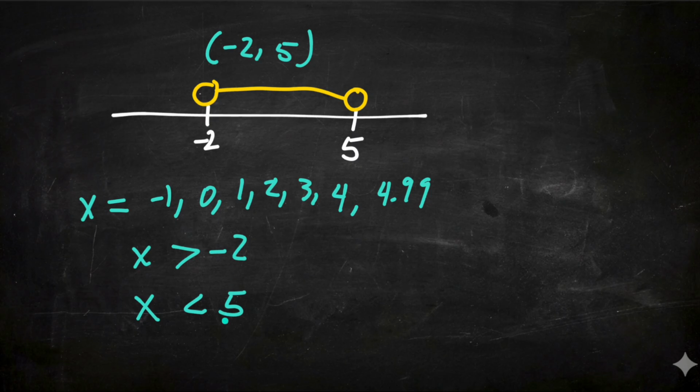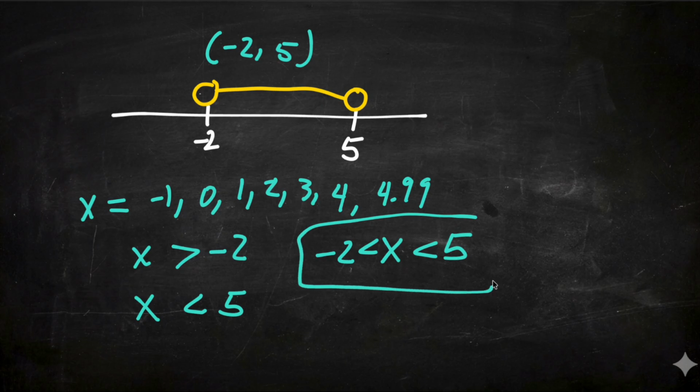How would I combine these two into one inequality? I would write x in the middle and I'll put two inequalities next to it. Now we have to decide what number is going to go here and what number is going to go here. Which number is x less than? X is less than 5, so 5 would go here. Which number is x greater than? X is greater than -2, so -2 would go here. So this interval notation will look like this as an inequality.